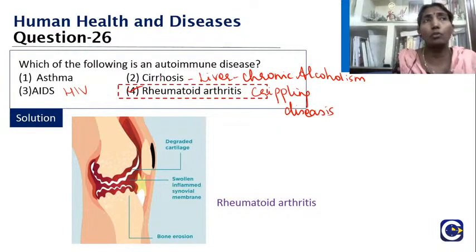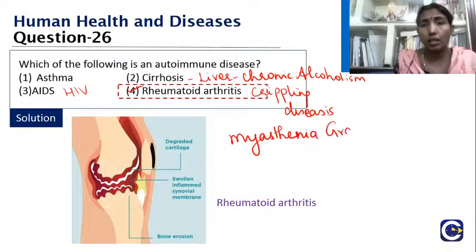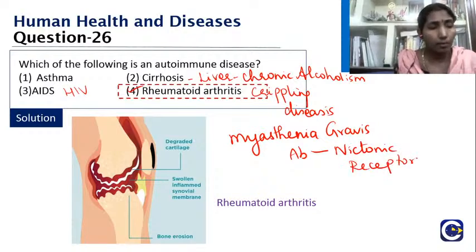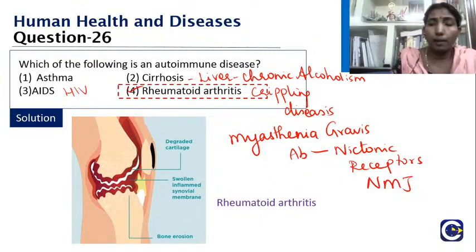Apart from that, other autoimmune disorders are goiter, thyroid issues, thyroiditis, SLE, systemic lupus erythematosus, and myasthenia gravis. They are all classical autoimmune diseases. What is myasthenia gravis? The antibodies are formed against nicotinic receptors at the neuromuscular junction. So that you have to know. Psoriasis, good. Myasthenia gravis.